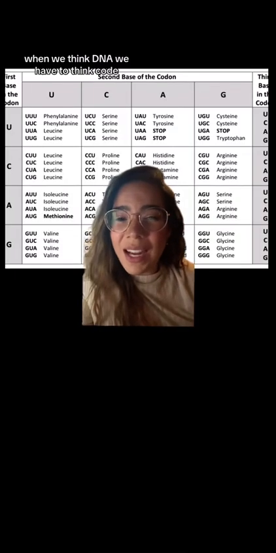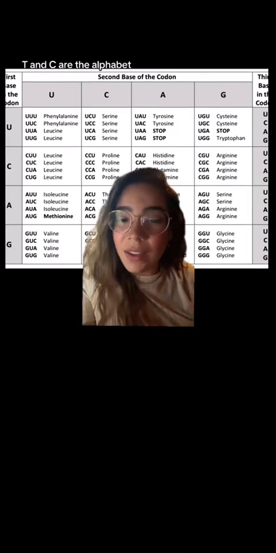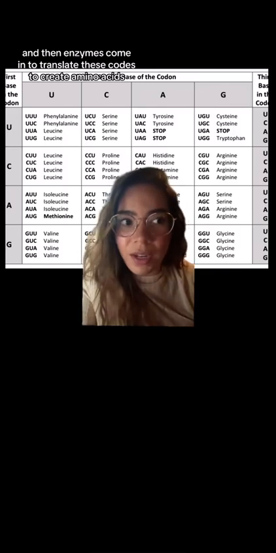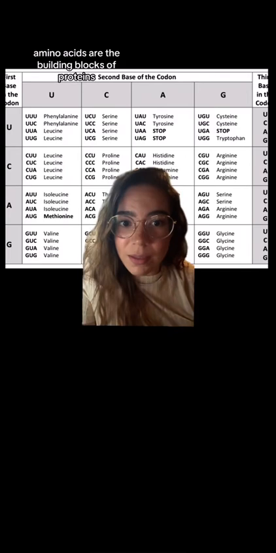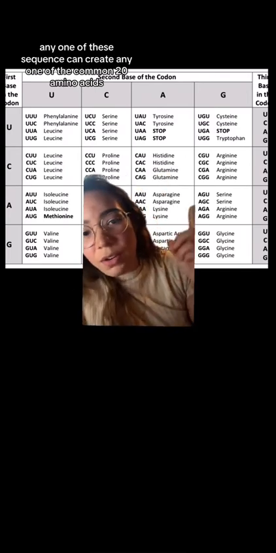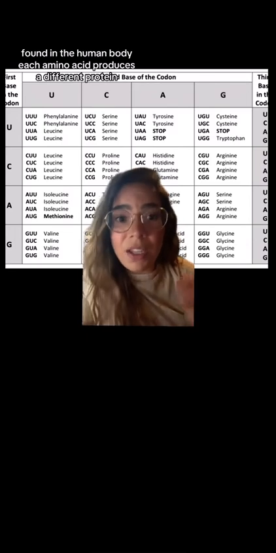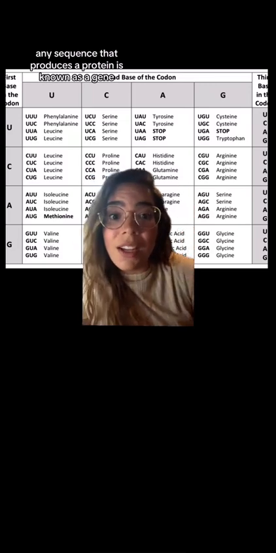When we think DNA, we have to think code. It's an encryption where A, G, T, and C are the alphabet, and then enzymes come in to translate these codes to create amino acids. Amino acids are the building blocks of proteins. Any one of these sequences can create any one of the common 20 amino acids found in the human body. Each amino acid produces a different protein. Any sequence that produces a protein is known as a gene.